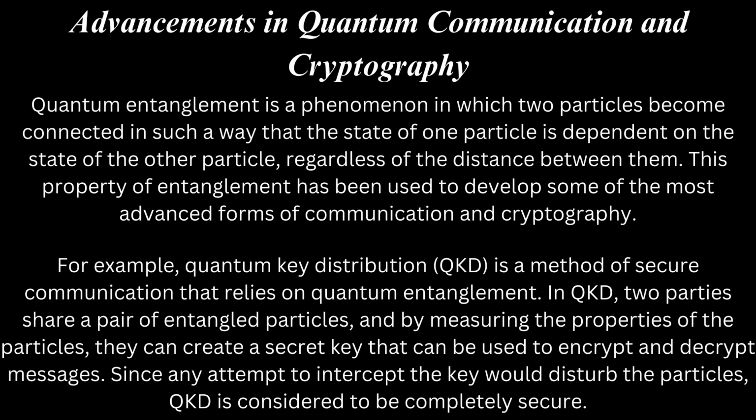For example, quantum key distribution, QKD, is a method of secure communication that relies on quantum entanglement. In QKD, two parties share a pair of entangled particles, and by measuring the properties of the particles, they can create a secret key that can be used to encrypt and decrypt messages. Since any attempt to intercept the key would disturb the particles, QKD is considered to be completely secure.